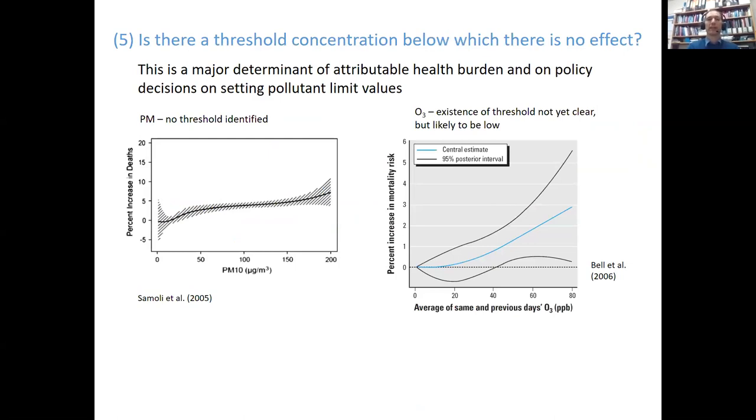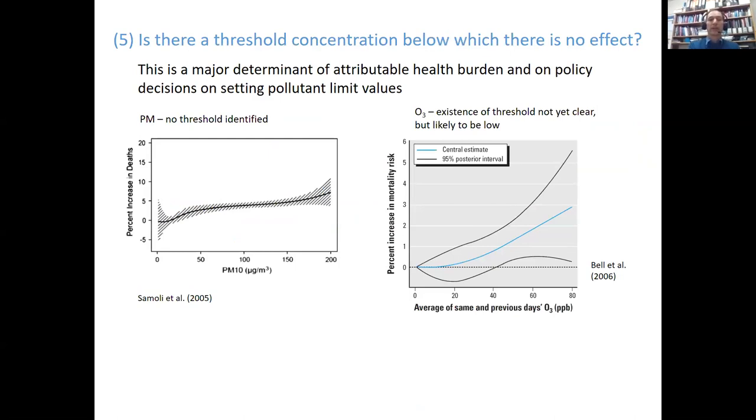Another issue: is there a threshold concentration below which there is no effect? I've already alluded to this. Can we say whether pollutants have an effect down to zero concentration, or is there evidence for a threshold? This is a major determinant of the health burden. And of course, when we come to set air quality standards, it's very relevant, because if there is some sort of threshold below which there is no discernible effect, then we could use that to set an air quality standard.